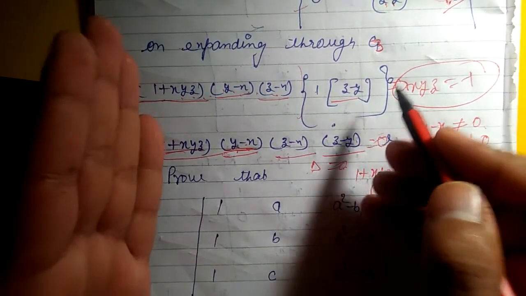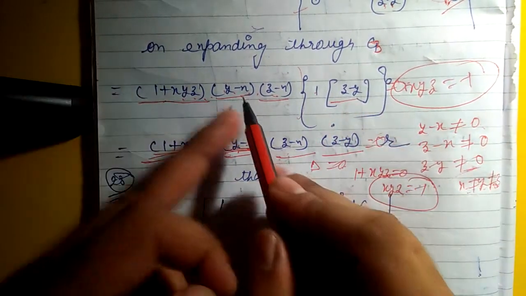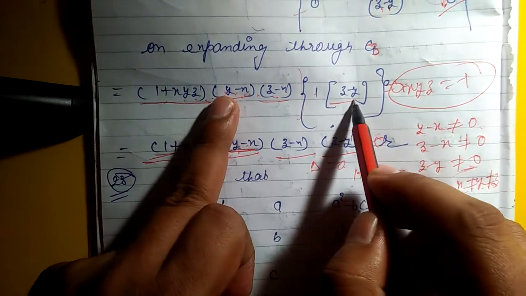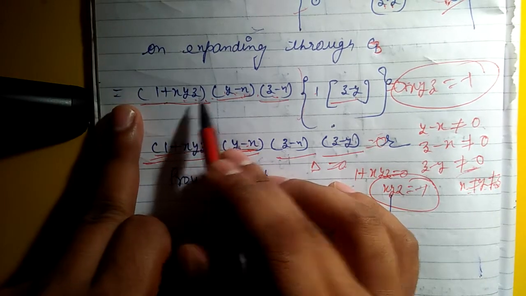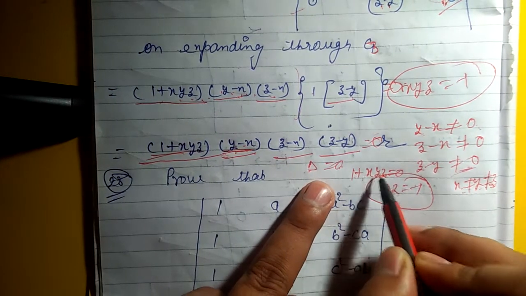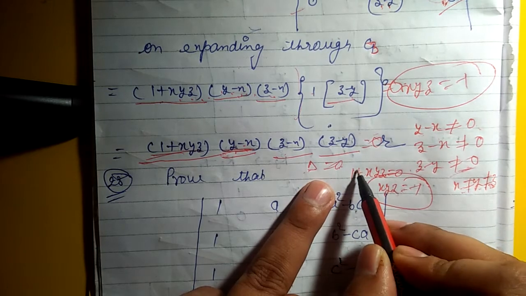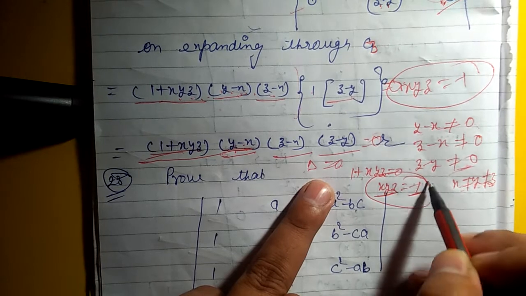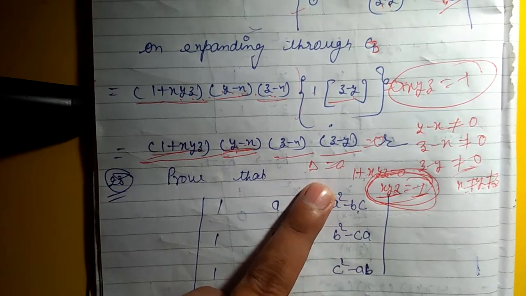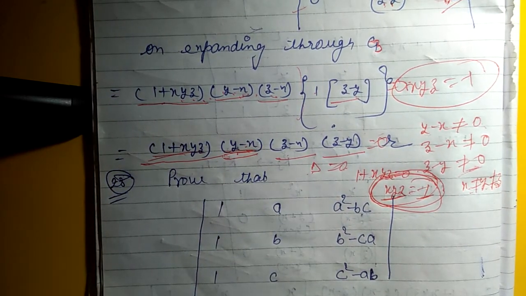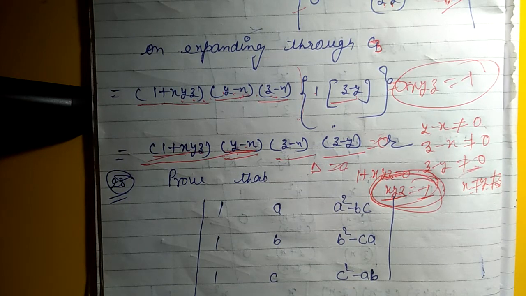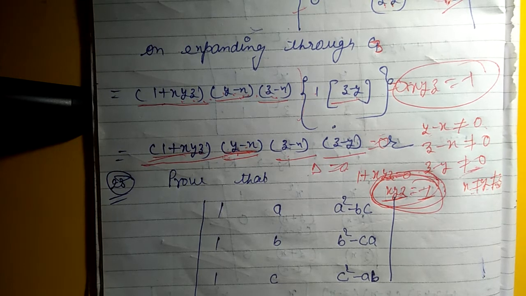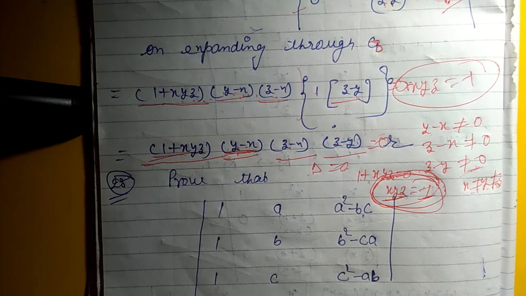But the entire value is equal to 0, and these factors cannot be equal to 0, which means if these are not equal to 0, then this term will be equal to 0. So we have written 1 plus xyz equals 0, and after taking this to the RHS you will get xyz equals minus 1, and this is what you had to prove: with the condition that x does not equal y does not equal z, and the value of the determinant is 0, then xyz equals minus 1.